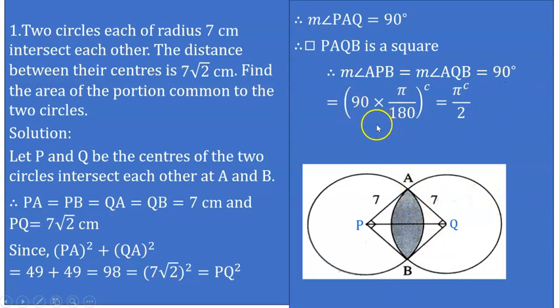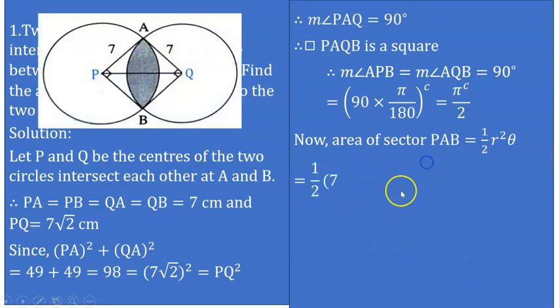Okay, we will convert this degree to the radian by multiplying pi upon 180, and hence 90 into pi upon 180 radian, and that's equals to pi by 2 radian. Now we will find out the area of the sector PAB, that is 1 upon 2 r square into theta. This is the formula for the area of sector. Now see here, 1 upon 2, the radius of the circle is 7, 1 upon 2 into 7 square into theta, that is the angle is pi by 2, and after simplification you will get here 49 pi by 4 square centimeter. This is the area of the sector PAB.